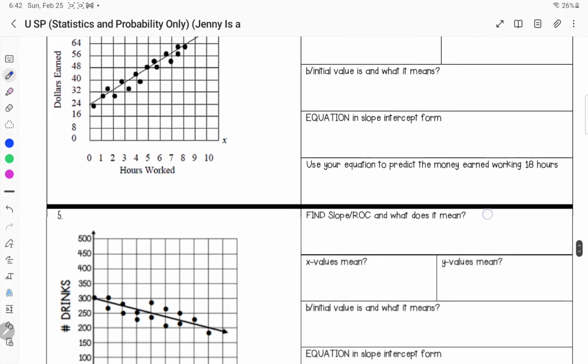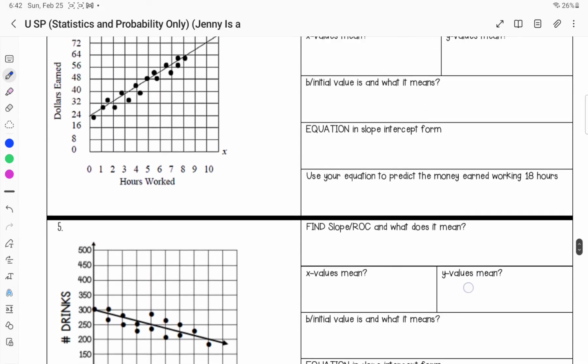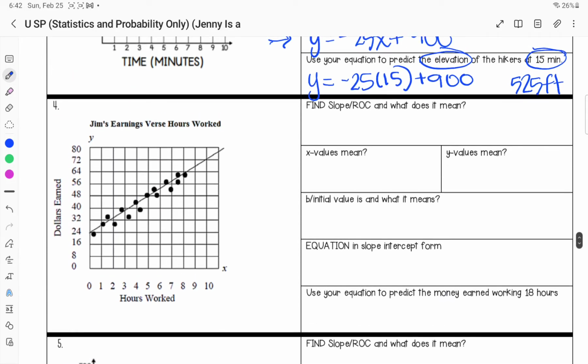All right, so I'm going to do 4 with you, and then 5 will be on your own. So first thing I'm going to do is look for my x values and my y values. So my x-axis is hours worked. So x values are going to be hours worked. Y values are going to be dollars earned. So money earned.